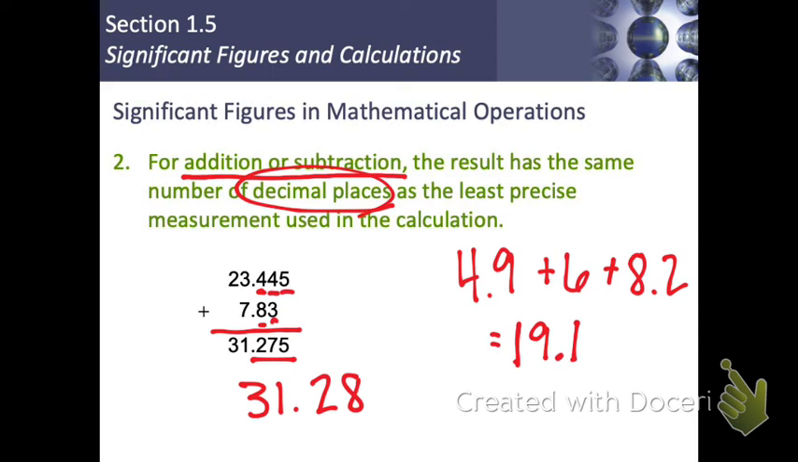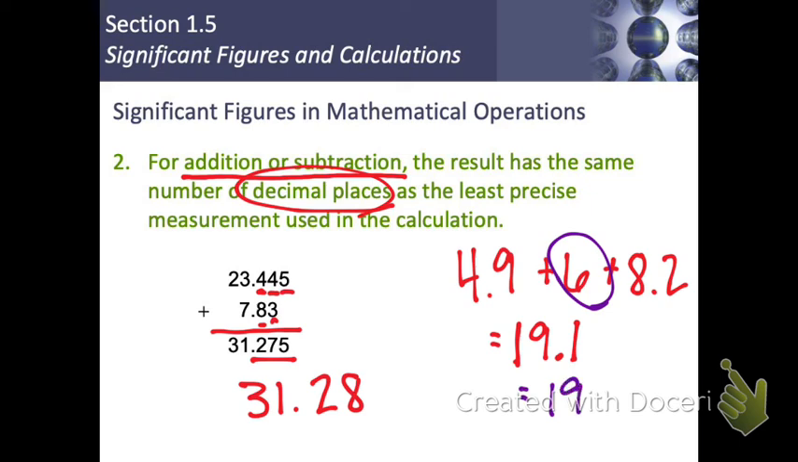So when I did my math, I got 19.1. Can I keep it there? Why not? 6 does not have a decimal place. It's rounded to a whole number, which means my answer has to be rounded to a whole number, which means it's going to be 19.